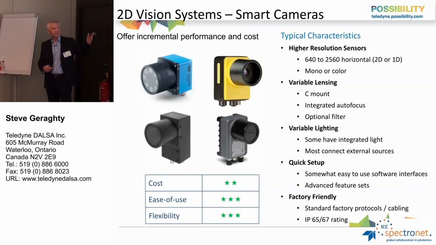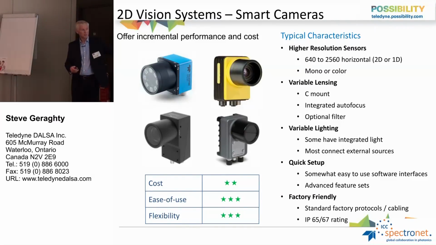The nice thing about these is they have different resolution choices, so you can get up to quite high resolution. 5 megapixel is quite common nowadays. They have better optics. Most of them have C-mount lenses. They don't typically have integrated lights because most of the high resolution applications need external lighting, correct, to get better contrast on the images. But they're also very quick to set up and very easy to integrate.